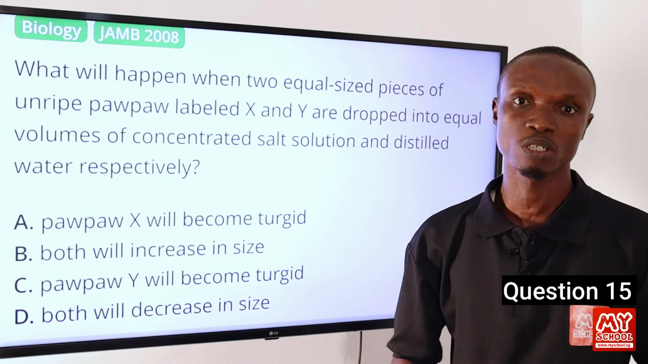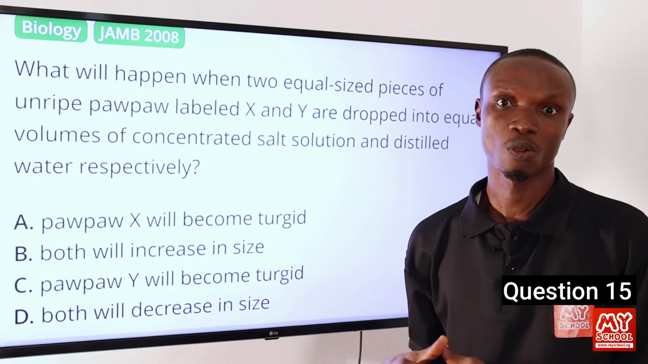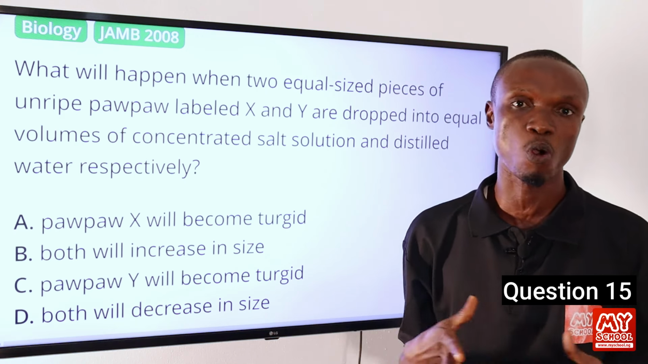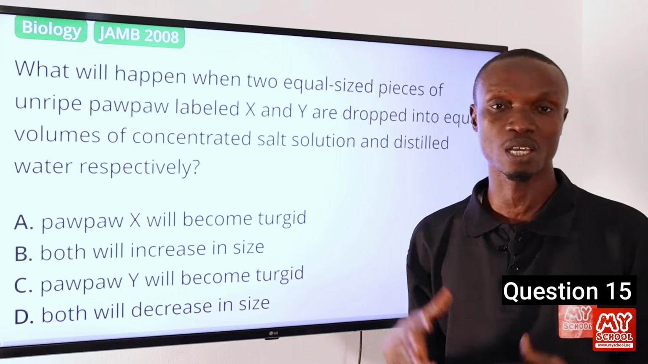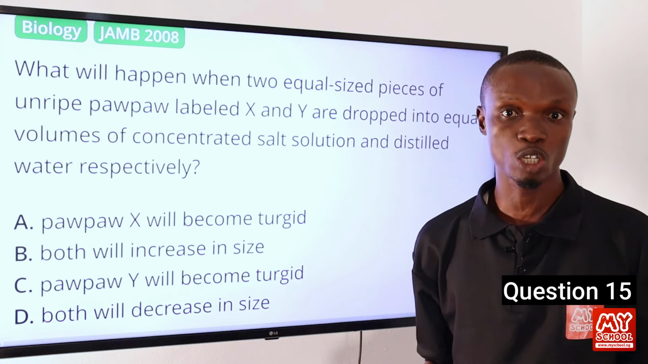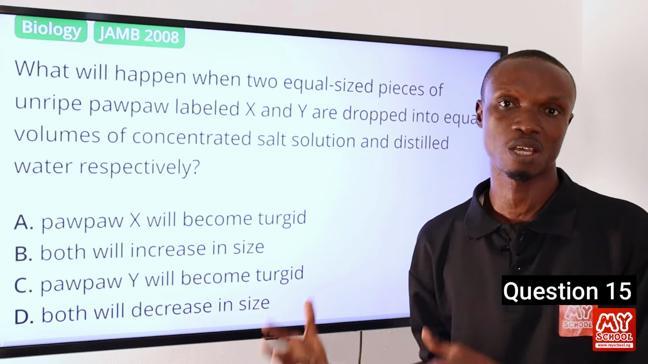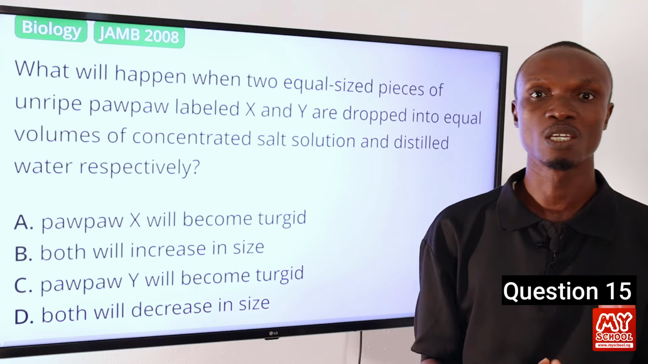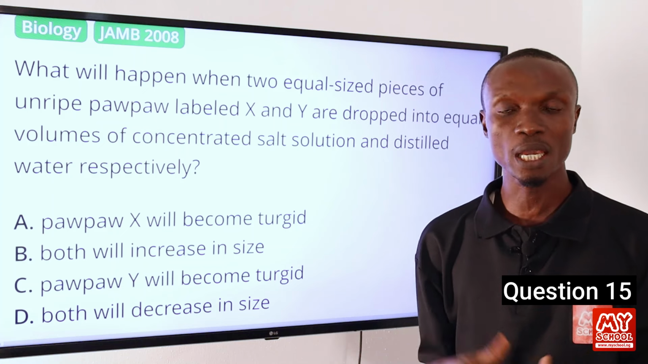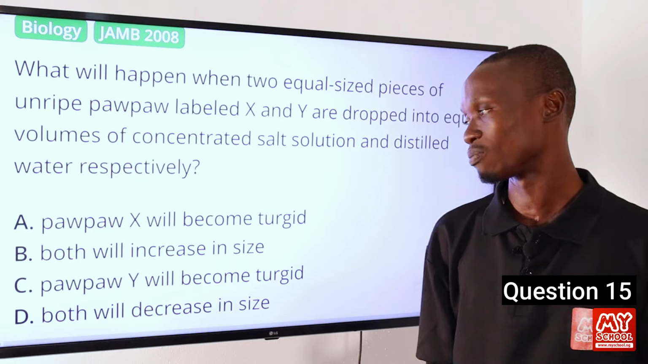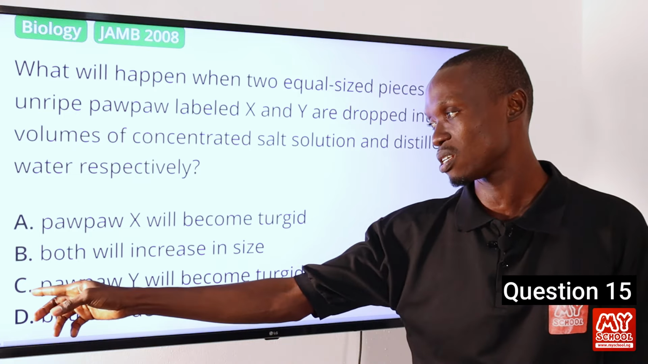And the reason is because pawpaw Y is dropped in distilled water. That distilled water is an example of hypotonic solution, in the sense that the solute concentration of the distilled water is less than that of the cell. So distilled water will flow into the pawpaw cell, causing the pawpaw cell to become turgid or swollen. So that's why option C is the correct answer to this question.